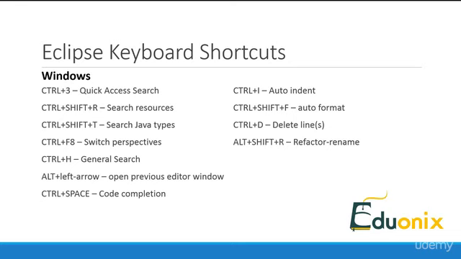When we have excess lines of code, we can easily delete one or more lines with the Control and D key combination. For an easy rename of a class or object, we can select that item and use the key combination of Alt and Shift and R to rename that item.